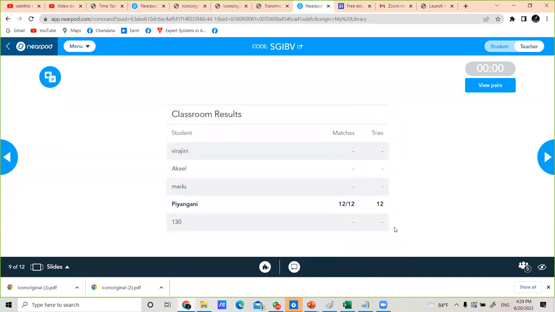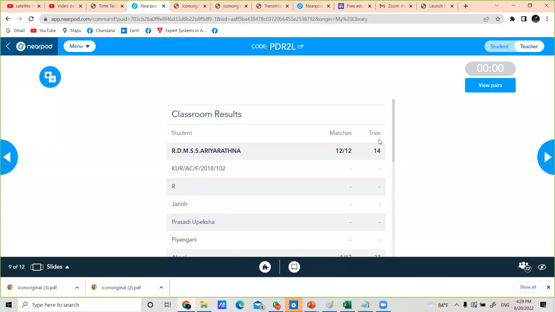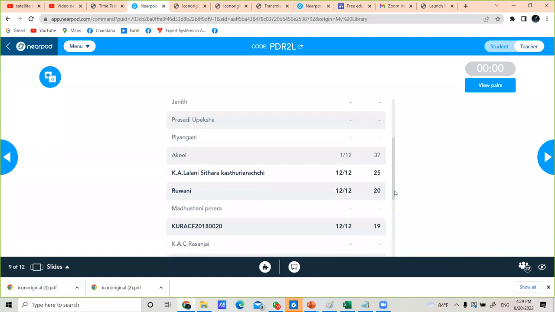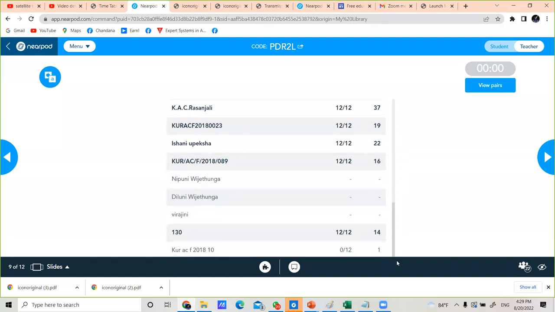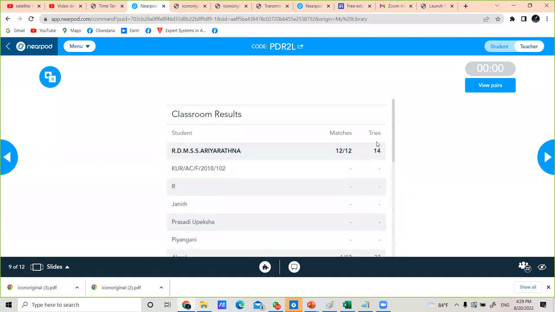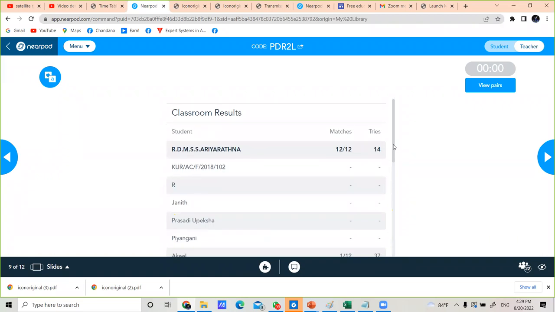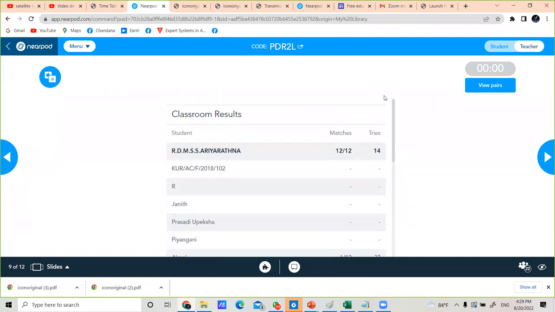I think in this group, Piyangani has 12 tries. She is getting the highest mark here. Only 12 tries and completed the 12 matches. Then the second highest mark is Aryaratna, with 14 tries. Then another one, 14. In that way, we can identify who is doing this activity fast. Okay, then next part.